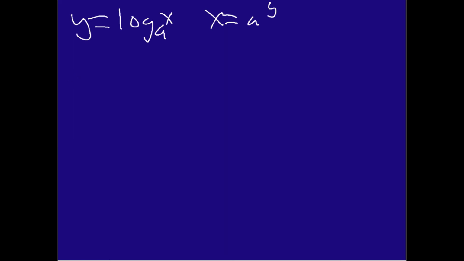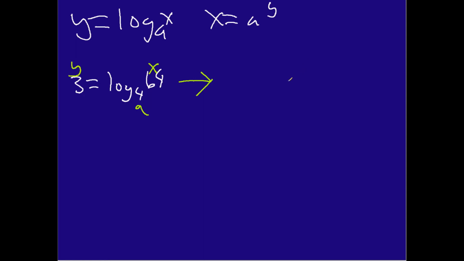We're going to have first 3 equals, put it up higher, 3 equals log base 4 of 64, like so. Now we want to convert that to exponential form. So here's what we do. Well, let's see here. The 4 is going to be my A, the 64 is going to be my X, and the 3 is going to be my Y.